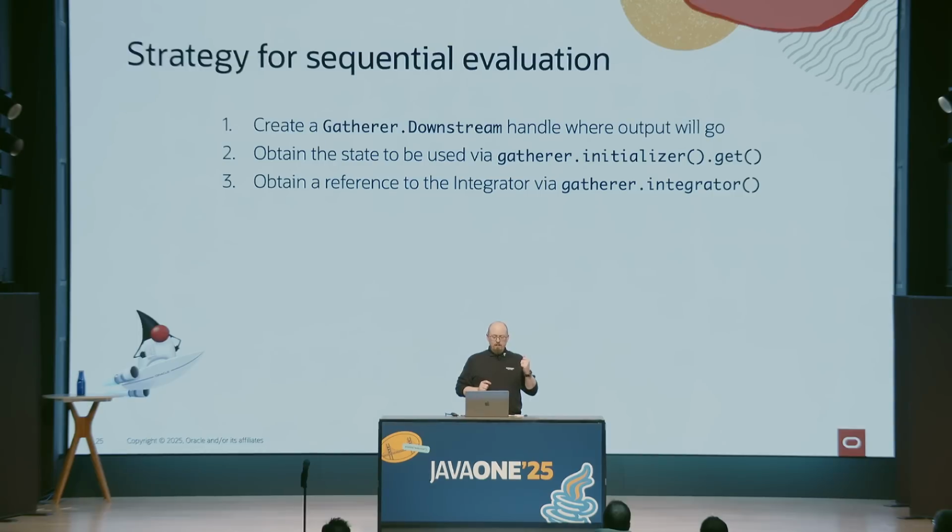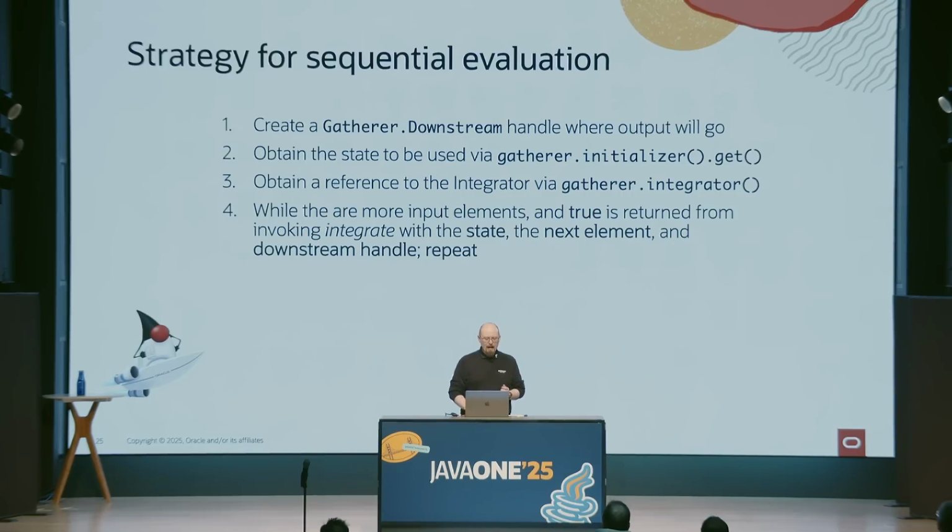Okay, so we have the state and we have the destination. Now we need to know what to do with each element. So we call the integrator method, and we get the integrator. And now, for as long as we have more elements, and as long as true is returned from calling integrate on the integrator with the state, the next element, and our downstream handle, we just repeat. So we try to process as many for as long as the integrator wants to.